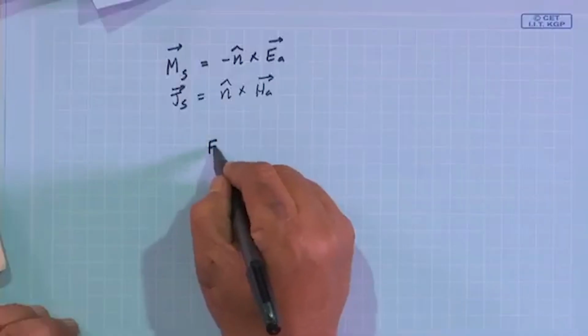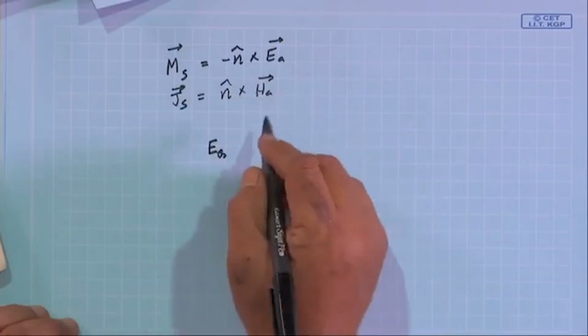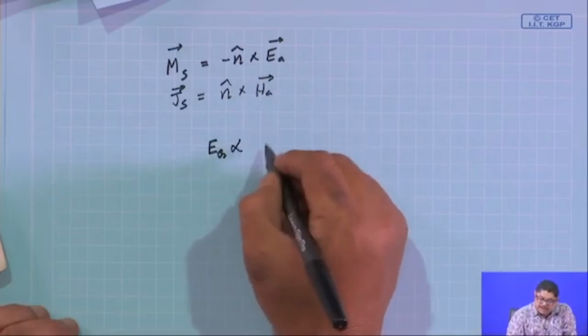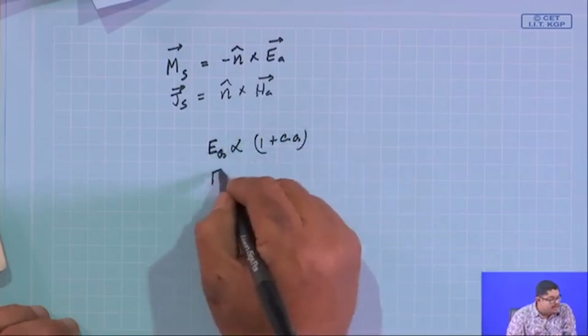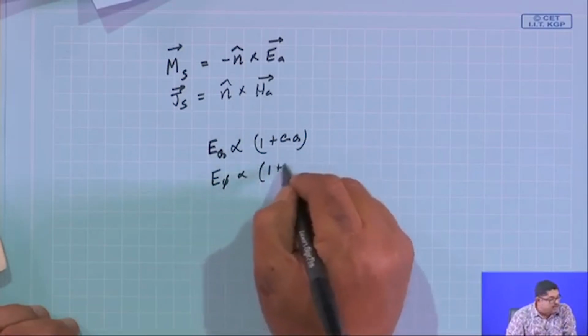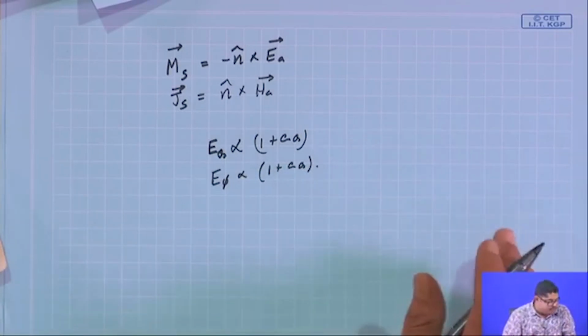So you can repeat the problem. You will see that for the same problem, that is, this open-ended waveguide without the ground plane, ultimately you get E theta proportional to 1 plus cos theta, and E phi also proportional to 1 plus cos theta. So that you can do.